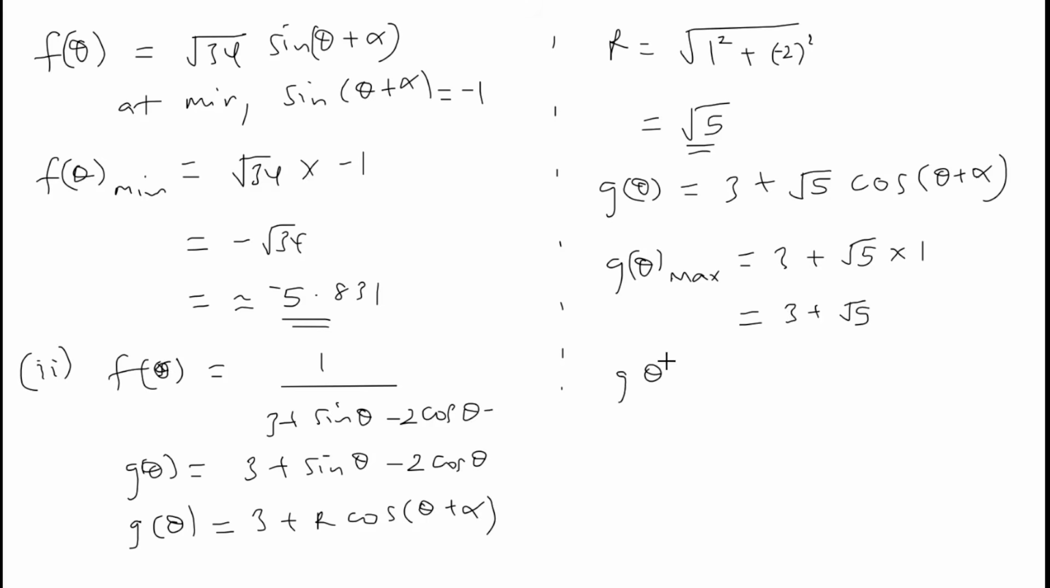Then the minimum, which is equal to 3 plus root 5 times, because at minimum the cosine is always negative 1. So we have 3 plus negative root 5, which we can write as 3 minus square root of 5. So this is a maximum and this is a minimum of this function.